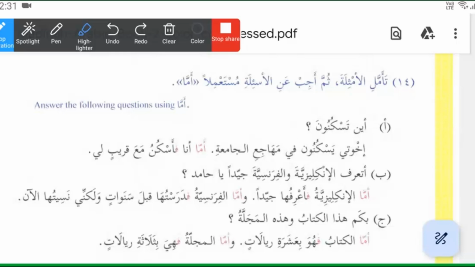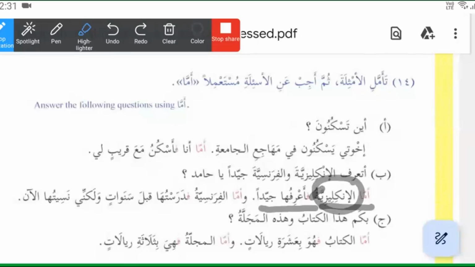And one thing regarding amma is that the khabar of amma comes with a fa. Like we say here, amma inkliziyatu, as far as the English language is concerned, fa'arifu. Inkliziyatu is mubtada and the khabar is arifuha jayidan, khabar fi jumla fi'liya, so it comes with fa.